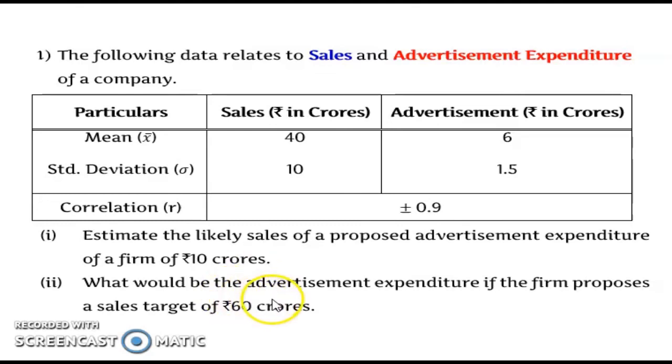Similarly, on the other hand, they said what would be the advertisement expenditure if the firm proposes a sales target of rupees 60 crore? Here they have said the reverse: if the company's sales should increase to 60 crores, how much advertisement expenditure should they spend? They have asked us to find out and predict that.